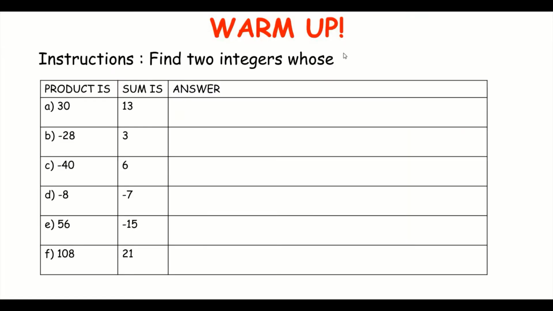Now, before we can begin factorizing quadratic expressions, we will start with a nice little warm-up activity here. Find two integers whose product is 30 and sum is 13. So we want two numbers that when you multiply them, you get 30, and when you add them, you get 13. Now, I normally do trial and error in my head.